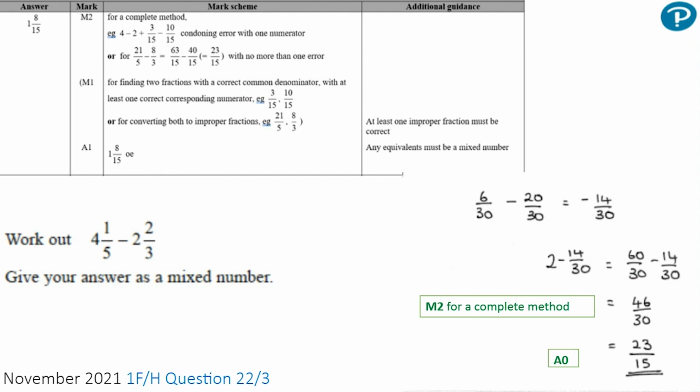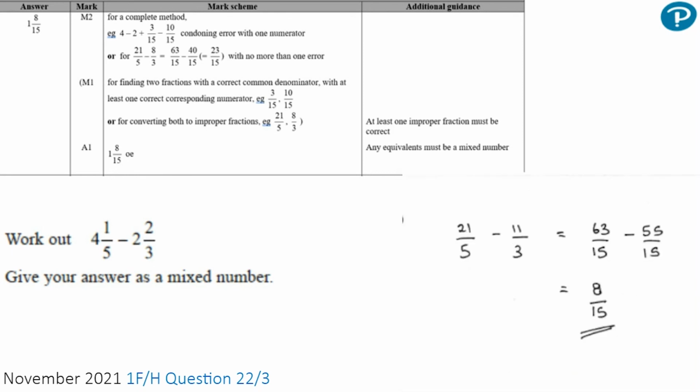Harsh, but true. The last question, you say they get the second P mark. Has to be the correct method, not necessarily the correct answer. I'm answering questions as I'm going along. Then we've got 8/15.